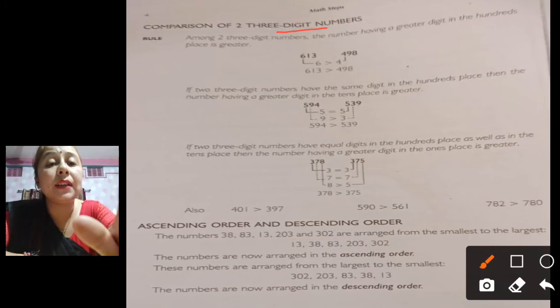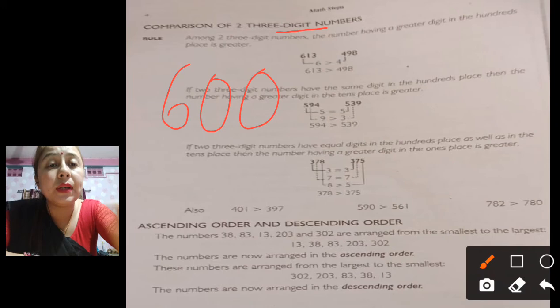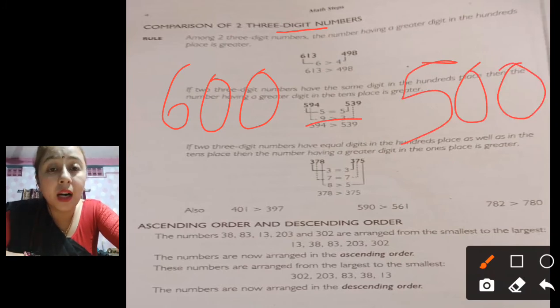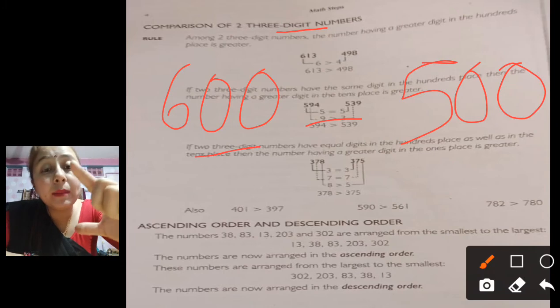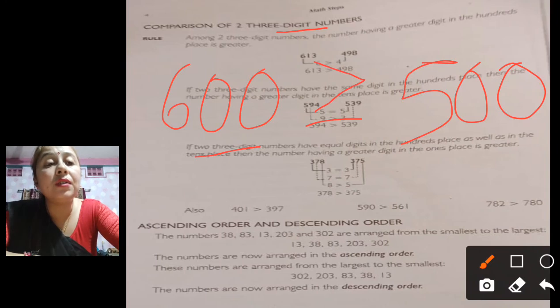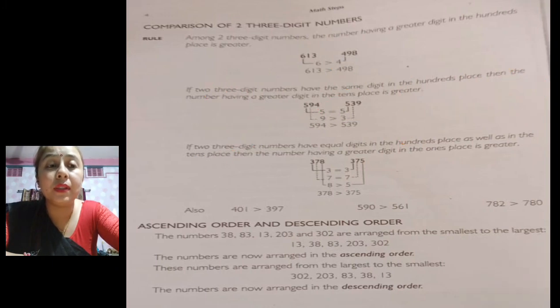That means if 600 is given and 500 is given, both of these are 3-digit numbers. If you want to find which one is greater, yes, 600 is greater, so you will open the mouth towards the 600. So this is the greater sign. This will help you to compare the numbers. In this chapter you will also learn about the comparison of numbers.